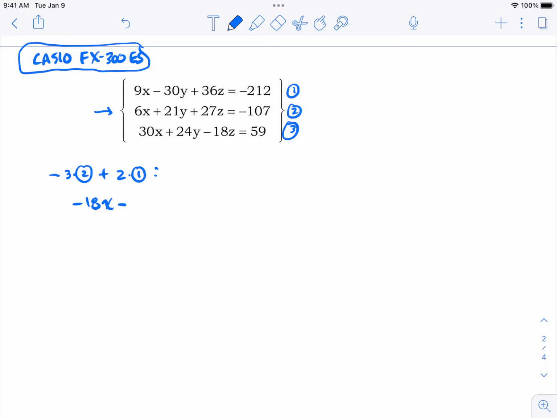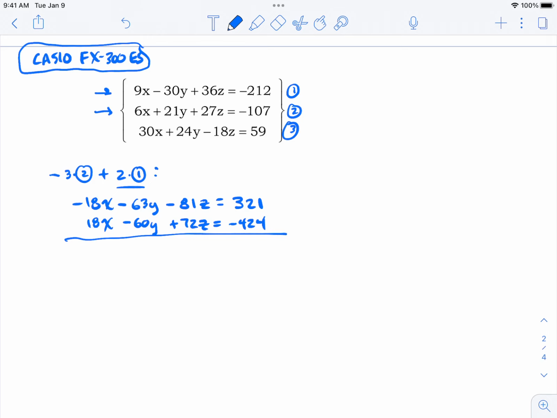So looking across here at equation 2 and multiplying everything by negative 3, I will have negative 18x, negative 63y, negative 81z equals positive 321. Wow. Okay, now that I got that done, I have to do 2 times equation 1. So reading across the top equation and doubling everything, 2 times 9, I have a positive 18x, minus a 60y, 36 times 2 is a 72z, and then double the negative 212, I get a negative 424.